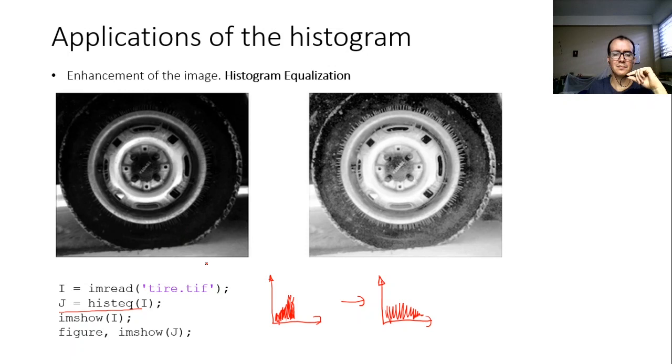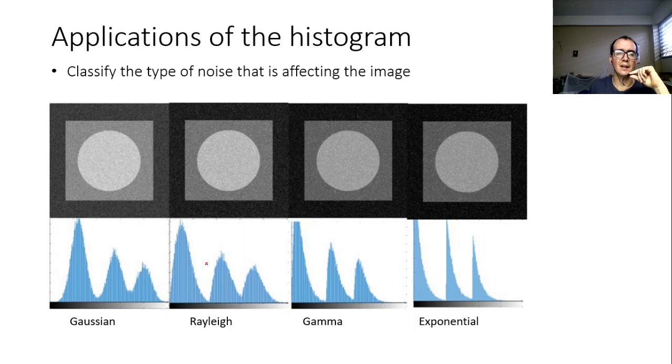So in this final slide, I'm just going to show you one of the other applications that we can see for histograms. This kind of application consists of trying to classify the type of noise that is affecting the image. In these four examples, as we can see, we have below the histograms associated to each of these images. We can see different shapes, and depending on the shape, we can say what kind of noise is prevalent in those images.